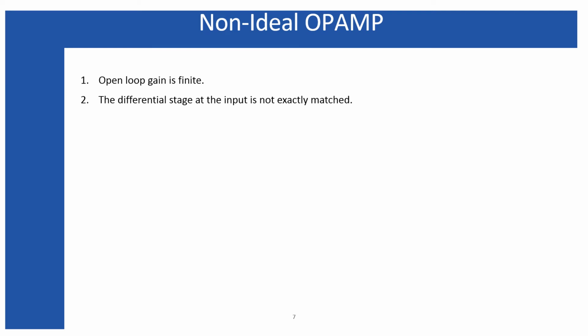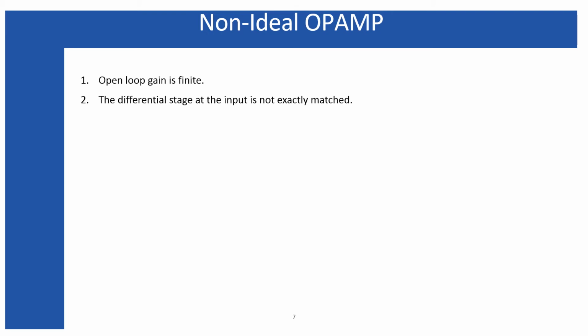Next is the non-ideal effect of the operational amplifier, or non-ideal characteristics. Out of all the ideal characteristics, the main two non-ideal characteristics that I'm going to discuss over here are, first, the open loop gain is finite, where I have assumed for the ideal operational amplifier that it is infinite, and second, the differential stage at the input is not exactly matched.